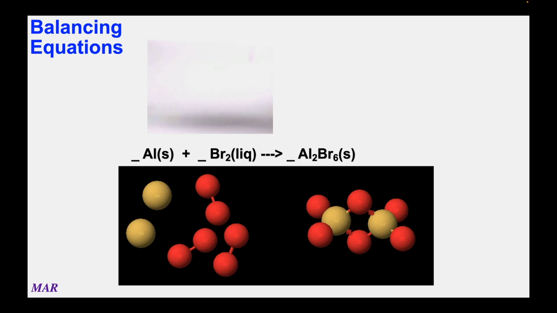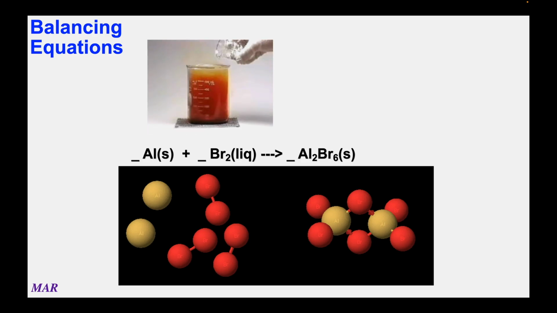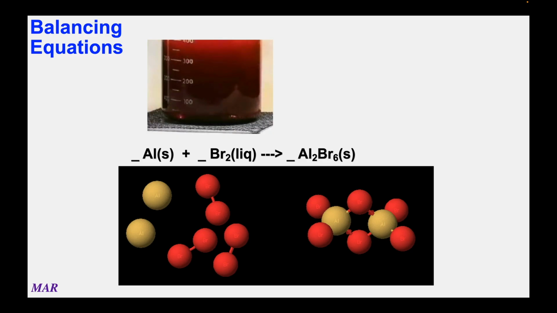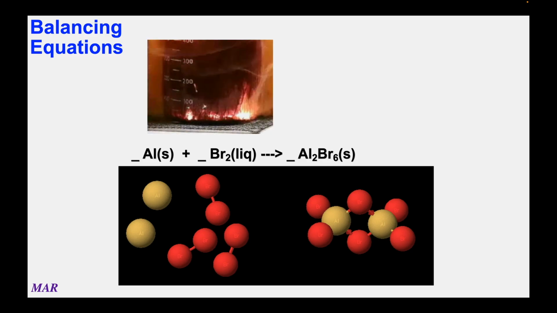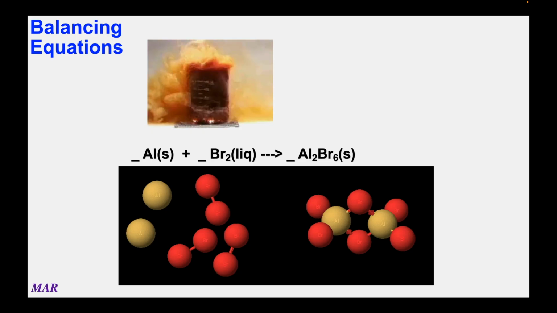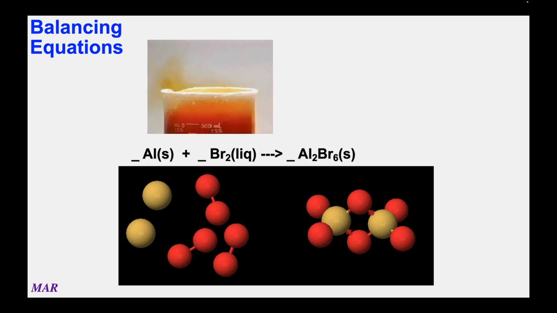When pieces of aluminum foil are placed in a beaker containing bromine, a violent reaction occurs. The elements react to produce aluminum bromide, which consists of 2 aluminum atoms for every 6 bromine atoms. It is visible as a white powder deposited on the beaker.